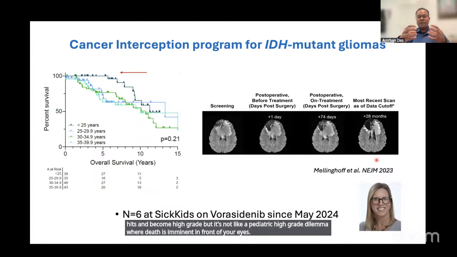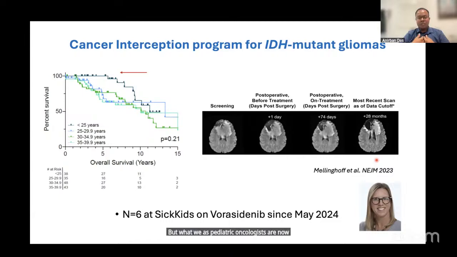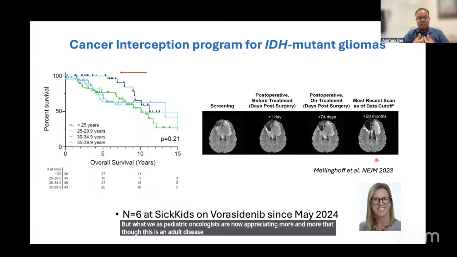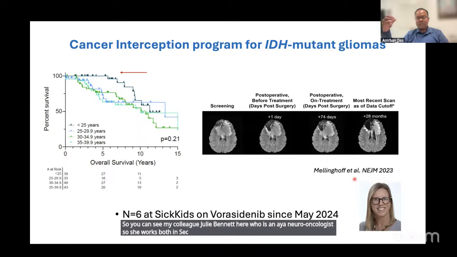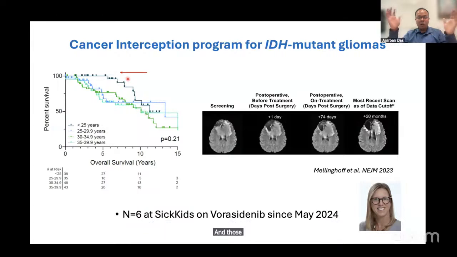But what we as pediatric oncologists are now appreciating more and more, is that though this is an adult disease process, it has its origins in childhood. So you can see my colleague Julie Bennett here, who is an AYA neuro-oncologist. She works both at Sick Kids and at Princess Margaret, which is the adult hospital. And she showed that IDH mutant gliomas can actually be diagnosed in older children, like children who are 11, 12, 13, 15, 18, young adults who are 24 and 30 years of age. And those who are diagnosed early have a longer window.